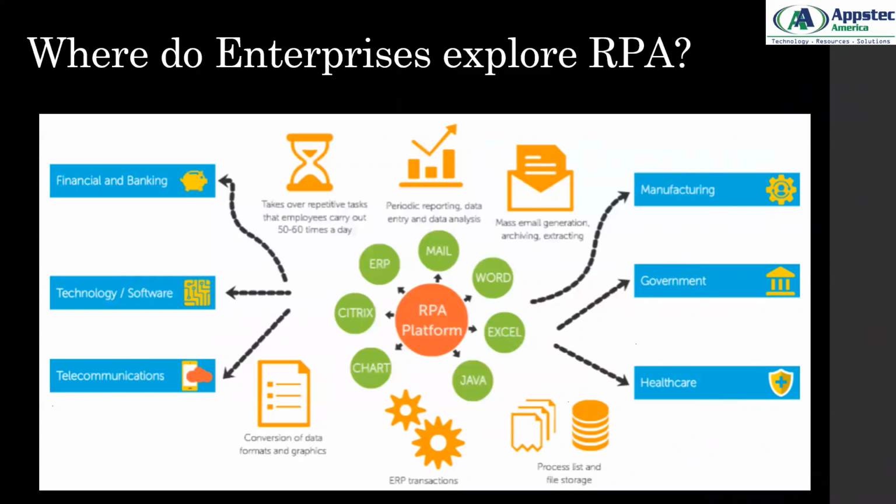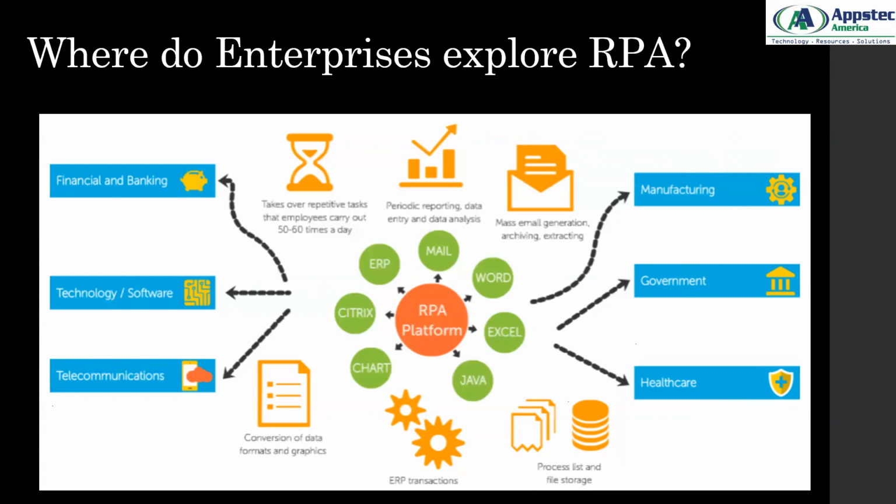Citrix is one kind of application, VDI, which is virtual desktop infrastructure. When we try to access something remotely, we go for a VDI concept. ERP, enterprise resource planning, we have a lot of ERP tools where software robots are also getting implemented. So we have an RPA platform, and we have this chain of applications to which it can be applied.